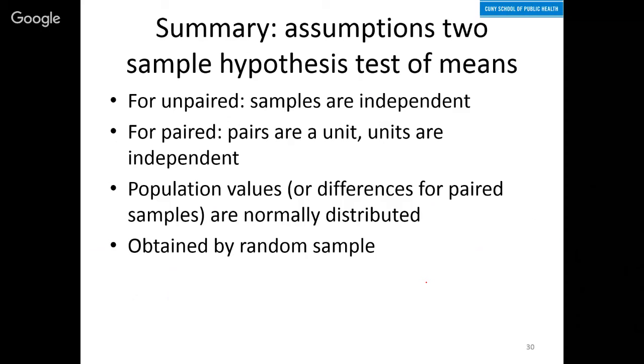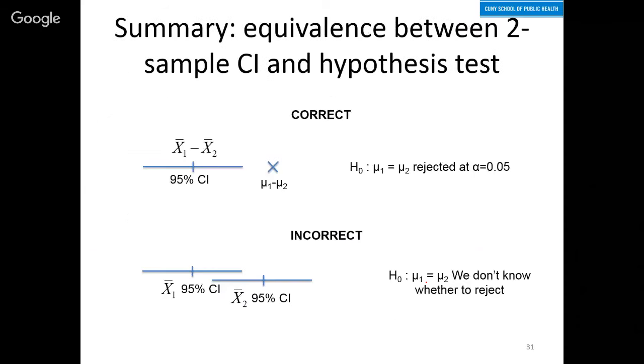The assumption is that the population values, or the differences in the paired case, are normally distributed. That is the case for both t-tests and z-tests. So the population is normally distributed, and our data are obtained by a random sample from the population. So remember those assumptions.